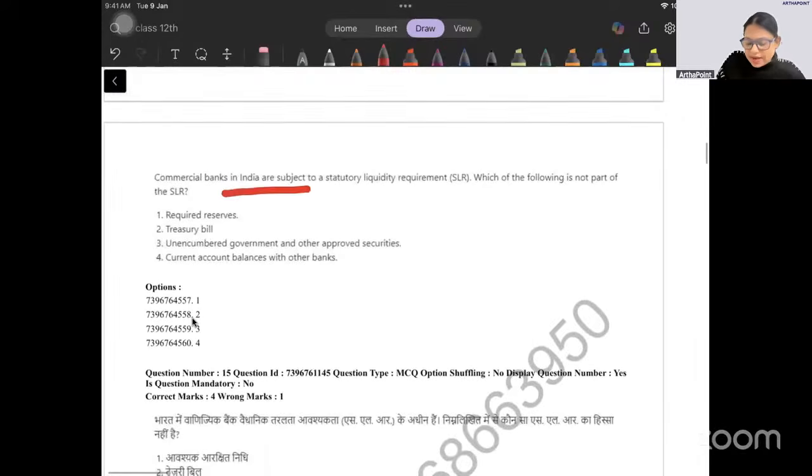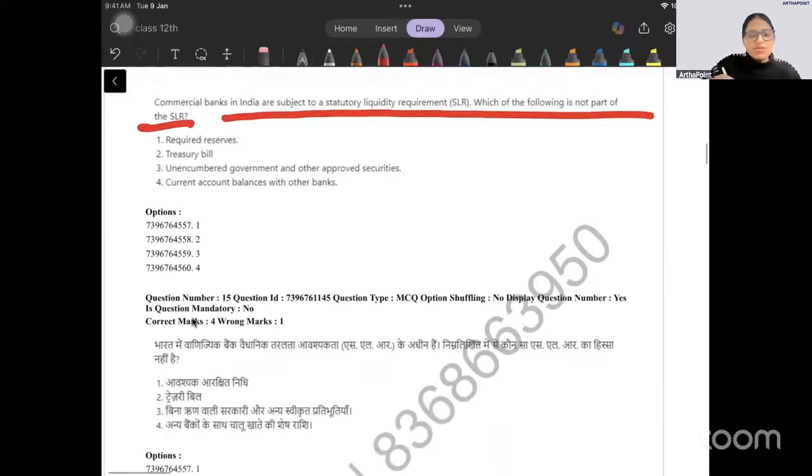Commercial banks in India are subject to statutory liquidity ratio requirement. Which of the following is not part of SLR? Try to answer this one. Not a part of SLR.